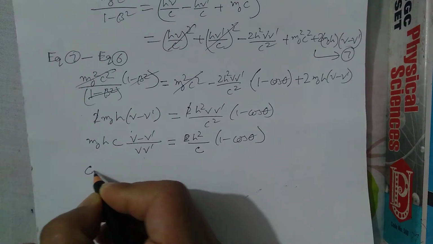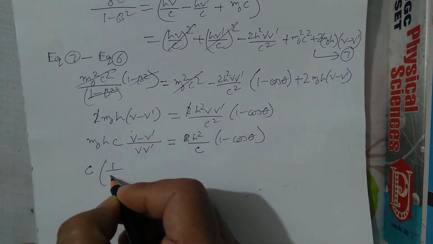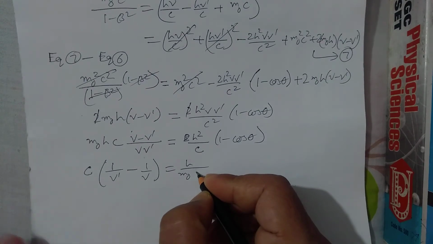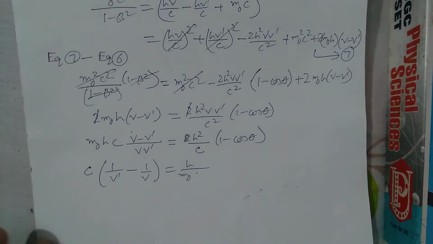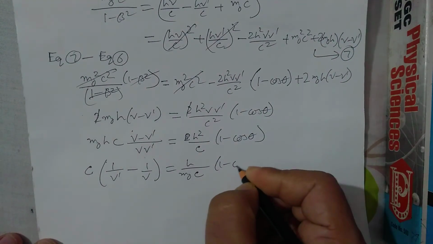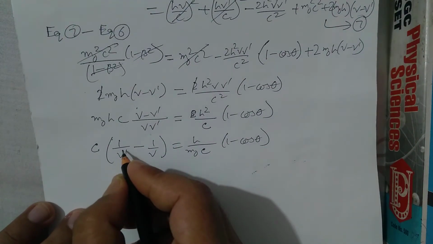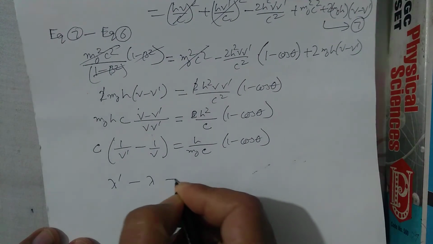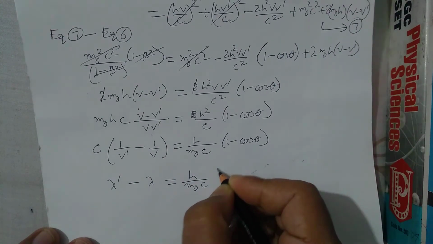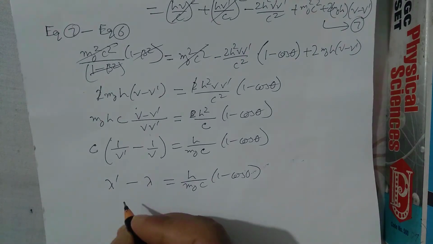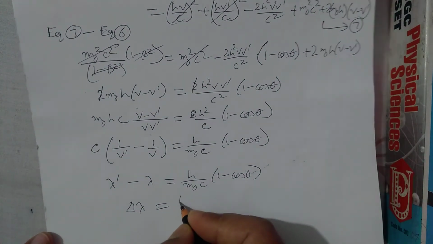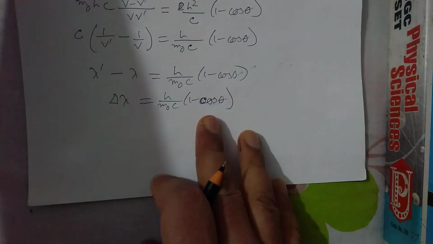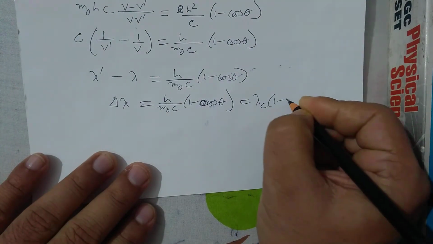So this will be c into 1 by nu prime minus 1 by nu is equal to h by m naught c into 1 minus cos theta. So c by nu prime minus c by nu will be lambda prime minus lambda, equal to h by m naught c into 1 minus cos theta. So delta lambda will be equal to lambda c into 1 minus cos theta.